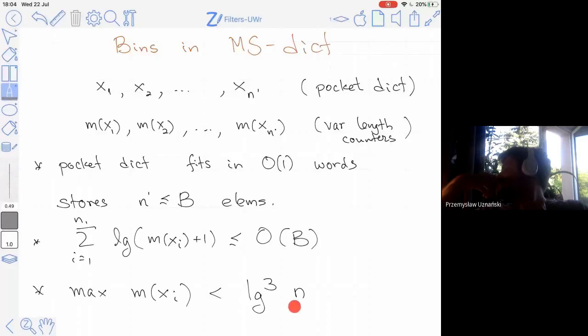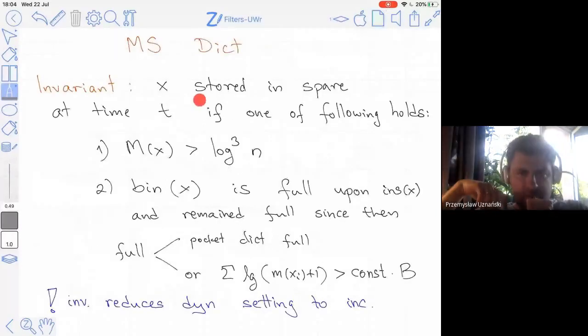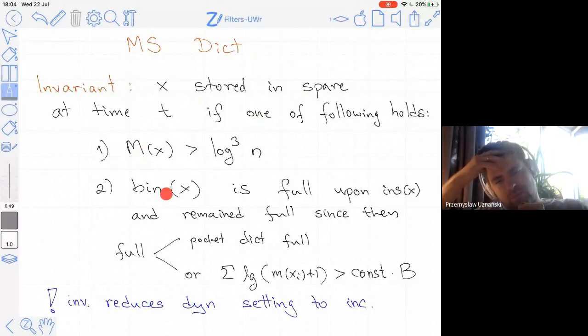And we have an invariant. And the invariant says we will store x in the spare at time t only if one of the following holds. Its multiplicity is high, it's heavy, or the bin is full upon the insertion of x and remained full since then.